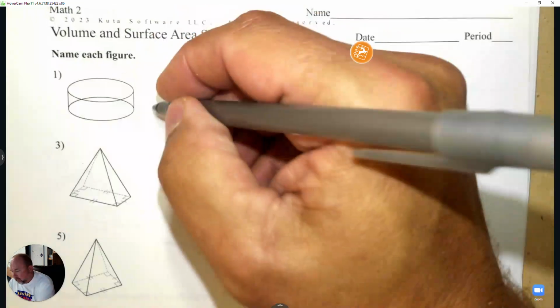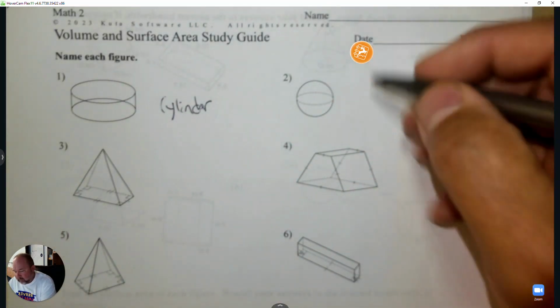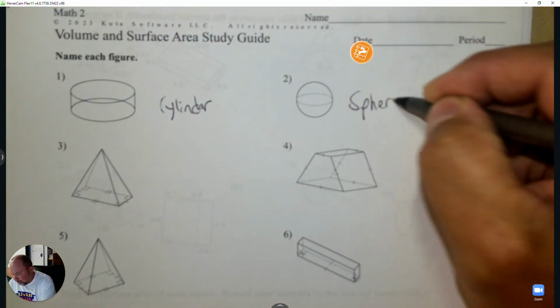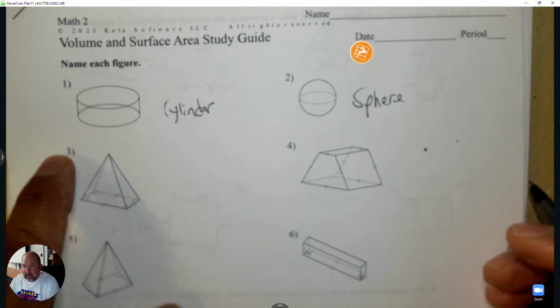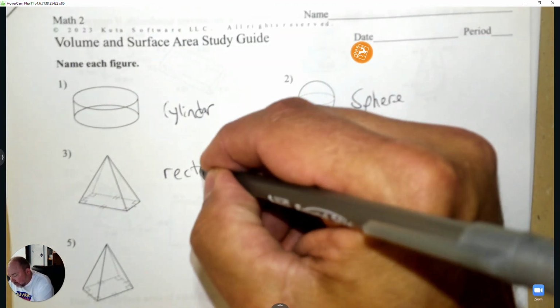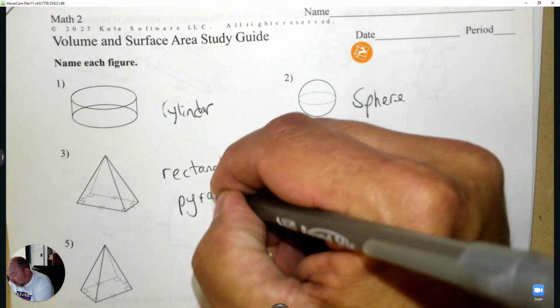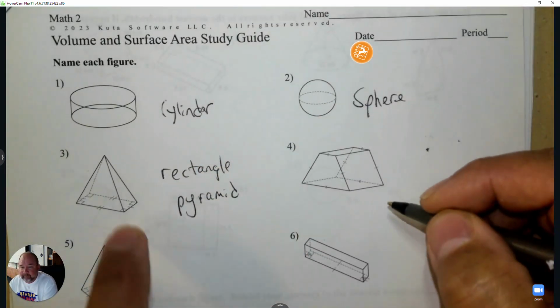So number one is called a cylinder. Number two is called a sphere. Number three, it comes to a point. It's a pyramid. But what kind of pyramid? It's a rectangle pyramid, because the shape of the bottom is a rectangle here on the bottom.